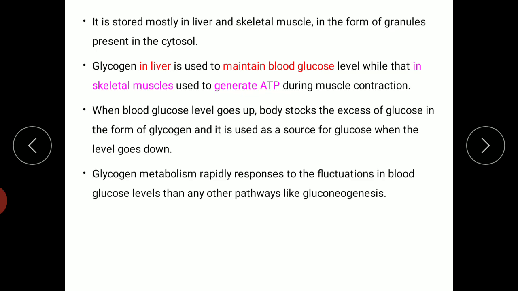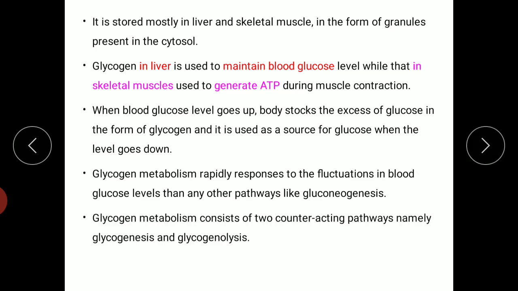At that time, the slightest reduction in the glucose levels is identified by the body, and immediately glycogen is depleted or broken down to supply glucose.